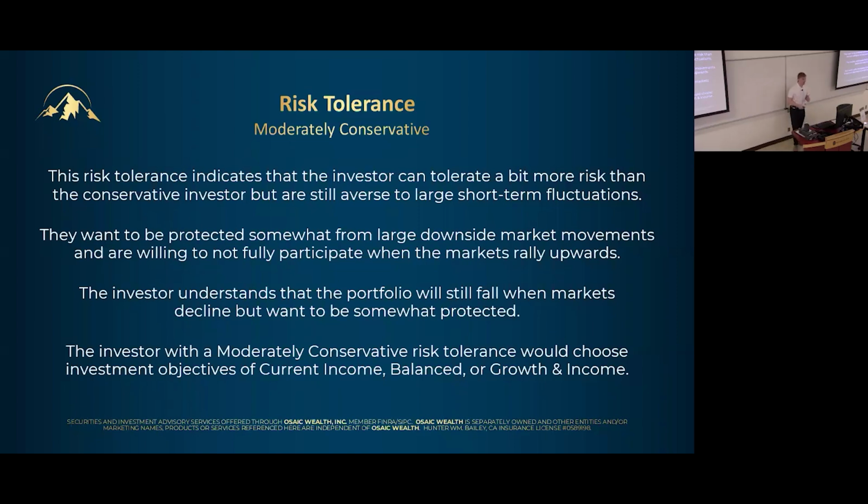So the investor understands that the portfolio will still fall when markets decline, but wants to be somewhat protected. Again, ding, ding, ding, for me, that just sounds like balanced. That's one of my favorite ones to make because you're very well diversified. So the investor with a moderately conservative risk tolerance would choose investment objectives of current income, maybe with more of a dividend focus, maybe with more high yield, just a little bit more diversified income, or balanced, a really good middle of the road, or maybe growth and income, where they want some decent growth, but they also want to stabilize that with a bunch of bond positions.